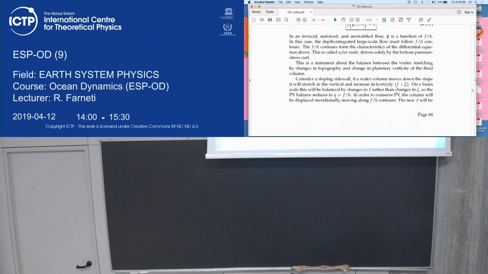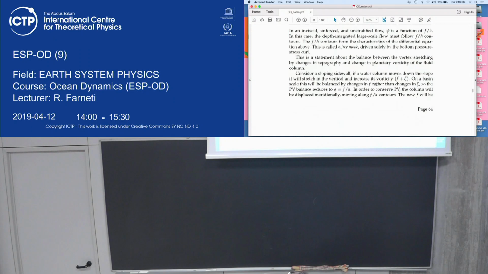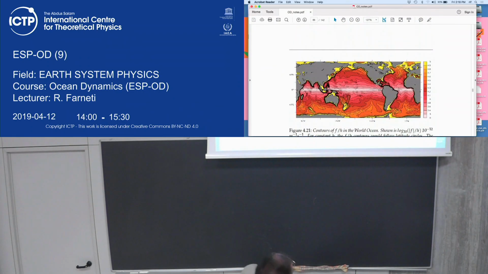Okay, so there's an example there. And if you look at the f over h contours, they look like this in reality. They follow latitude circles close to the equator. But if you go close to the western boundary currents, you see how they are close together and they're actually not parallel to latitude circles. And so in those regions, if the bottom pressure torque is dominating, then the flow will follow those f over h contours.